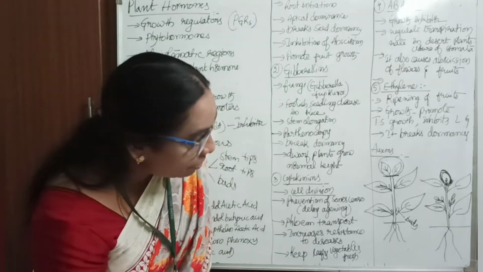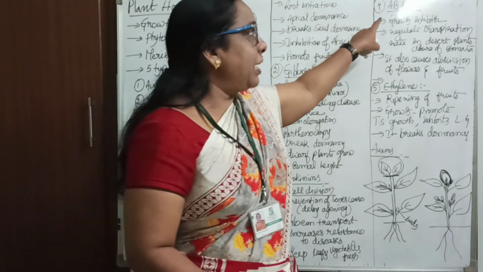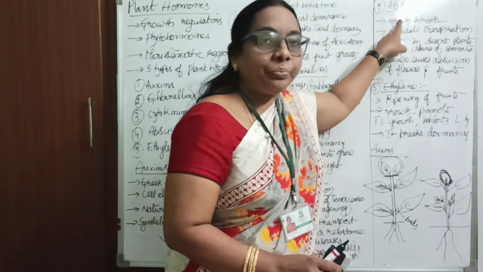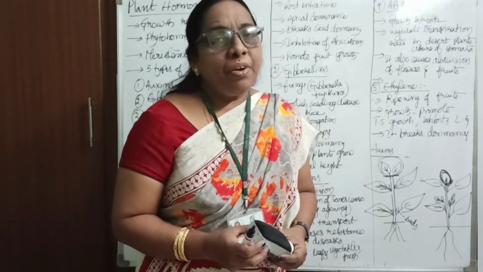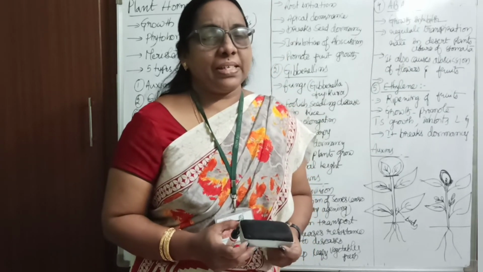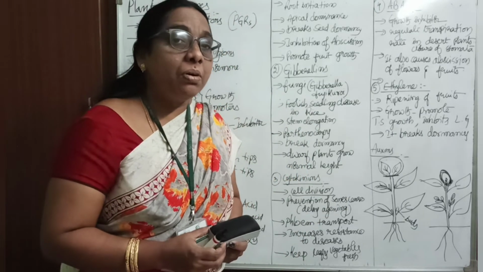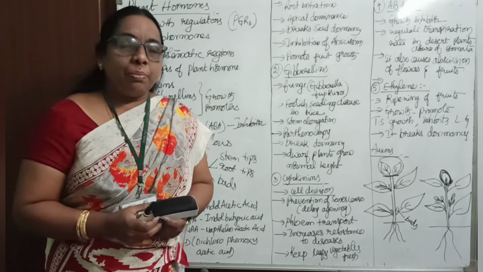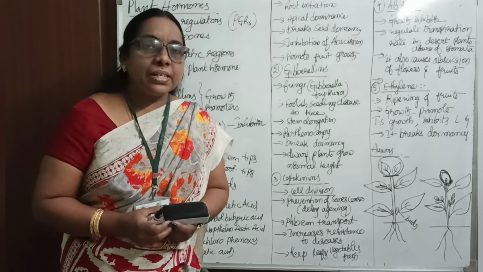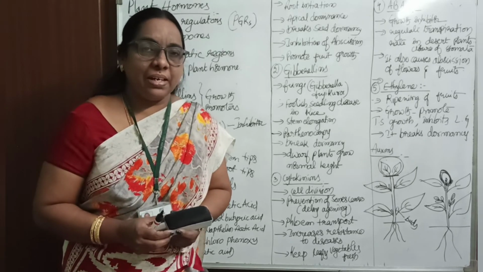Then let me explain about the next hormone, the plant growth regulator or inhibitor. That is ABA. The full form of ABA is abscisic acid. This ABA is present in desert plants. I think you know about the desert conditions. In desert conditions, the water availability is very less.